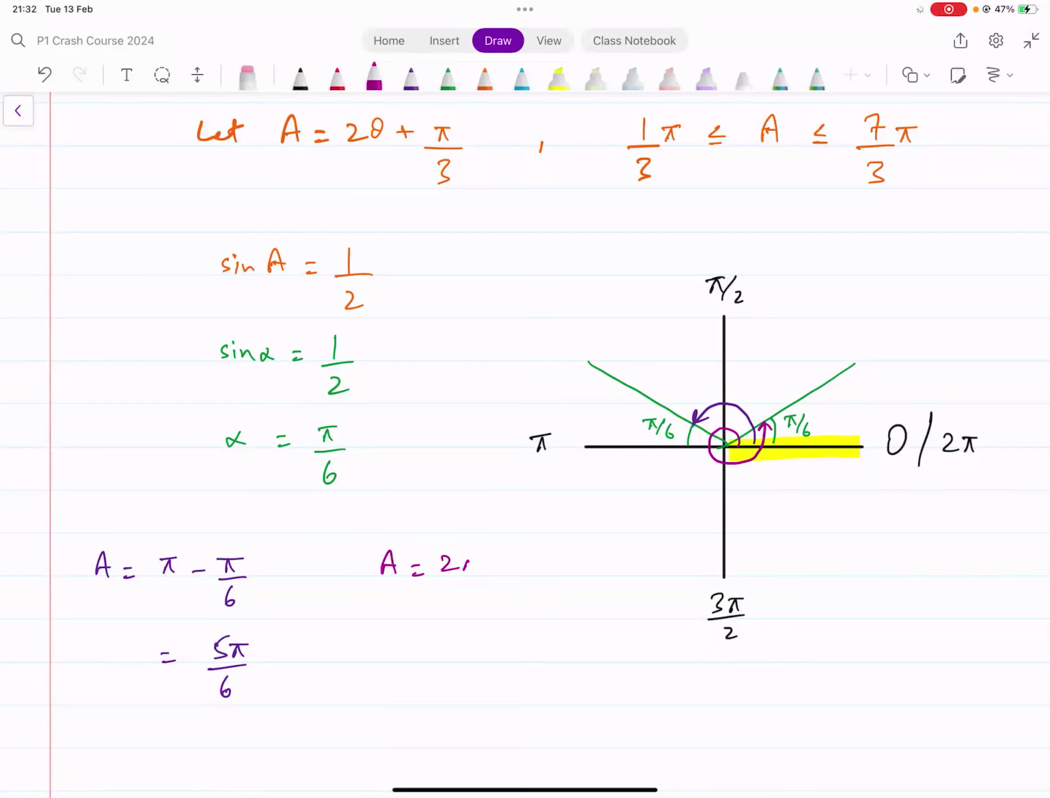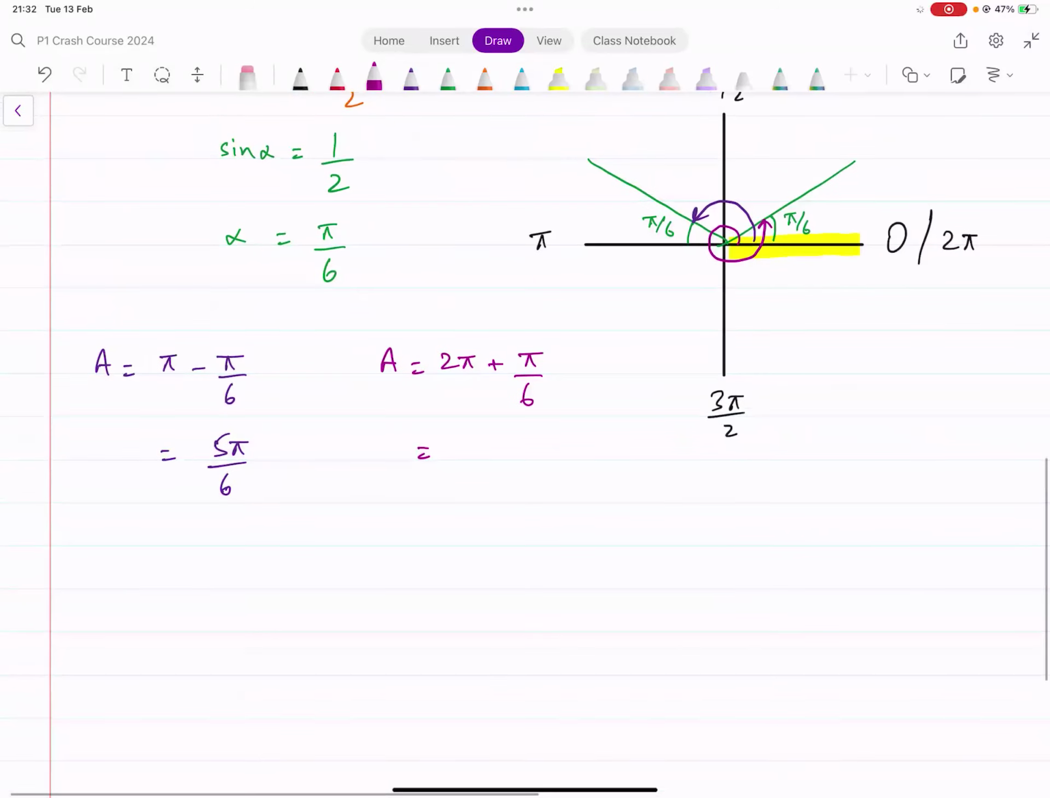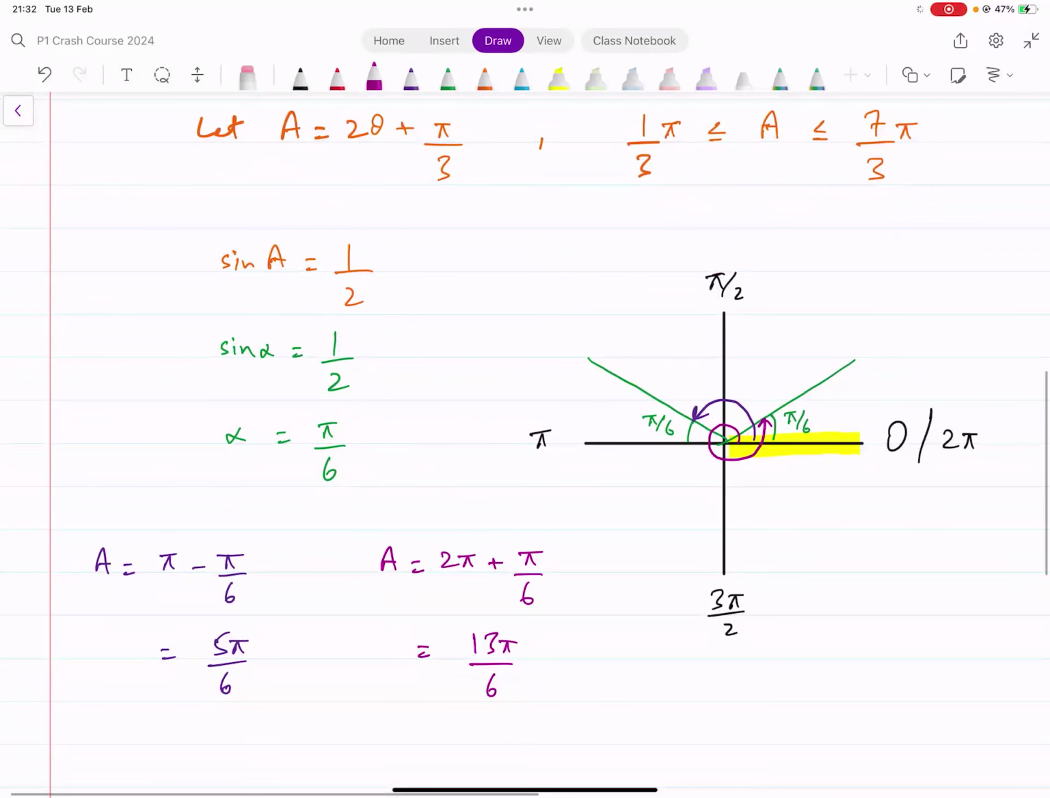You can check that 2 pi plus pi/6. What does that give you? You can put this on your calculator directly. That will give you 13 pi/6. Now, does that fall in the interval? You can do that on your calculator.